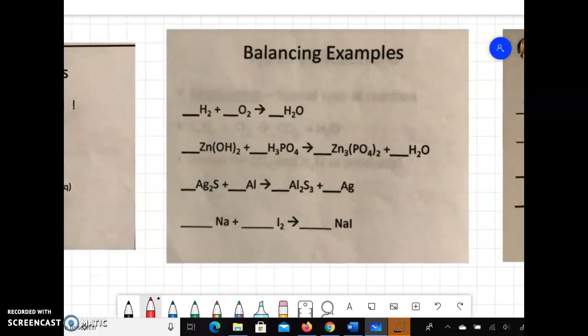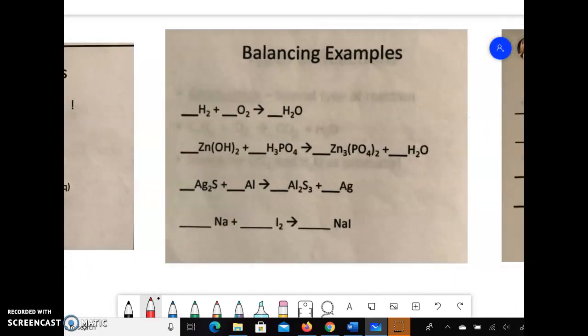All right, let's do a few more. Feel free to pause this anytime if you need to let it soak in, or if you want to try one by yourself and then check your answers. For the next one, we're going to check hydrogen first. I usually just go left to right, but it really doesn't matter what order you do the elements. So we have 2 hydrogens on the left and 2 on the right, so it's already balanced. Now let's go to oxygen.